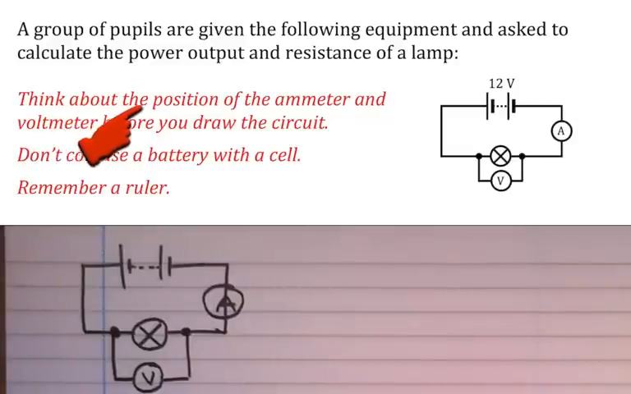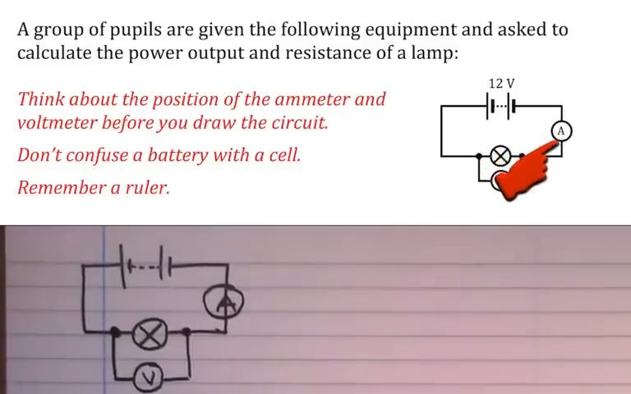So as I said, think of the position of the ammeter and voltmeter before you draw it. A voltmeter, only one place it can actually go. So if we want the power of the lamp and the resistance, as I said, the question maybe would only ask you for one thing. You need to have that voltmeter in parallel with the component. So it needs to be across the lamp. This ammeter, as long as that's in series, not a problem.